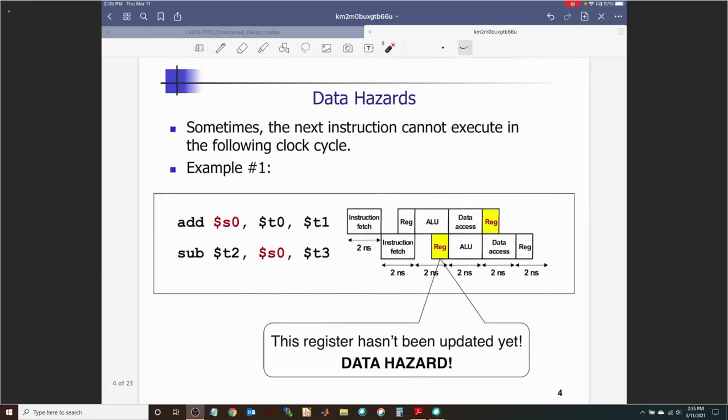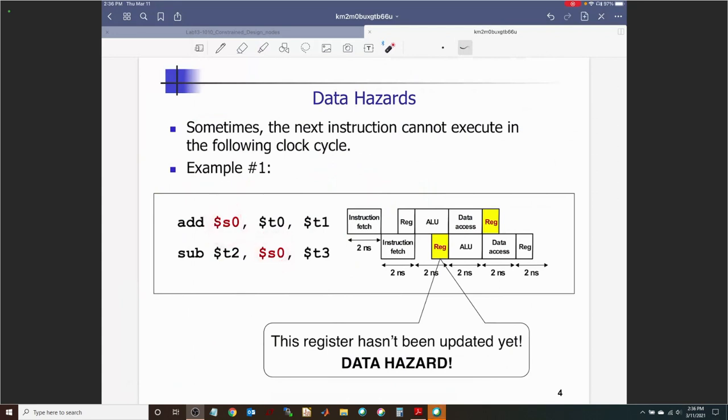Now let's focus on one specific type of hazard, which was the data hazard. This was the first one we talked about in the previous class, where you are trying to write something to a register and immediately using that register as an operand in the next instruction. So there is a price to pay over here, which is I may not have written to S0 before I actually use it in the next instruction.